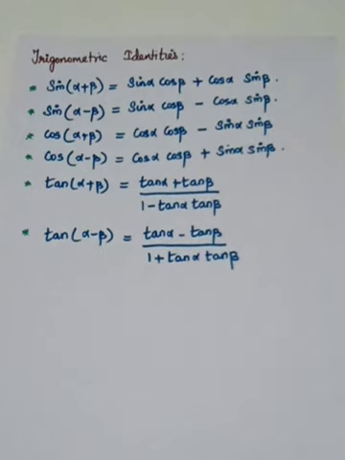So tan of alpha plus beta is tan alpha plus tan beta divided by 1 minus tan alpha tan beta. Tan of alpha minus beta is equal to tan alpha minus tan beta divided by 1 plus tan alpha tan beta. So the 6 identities are very important. If you know these 6 identities, then only we can do the next exercise in trigonometry.